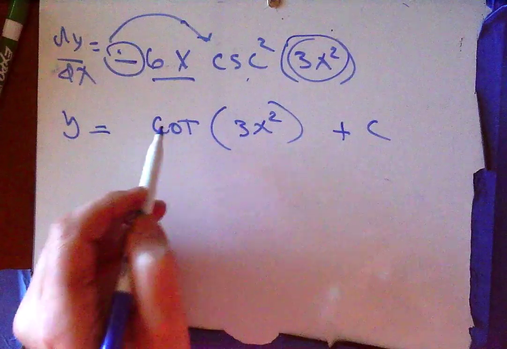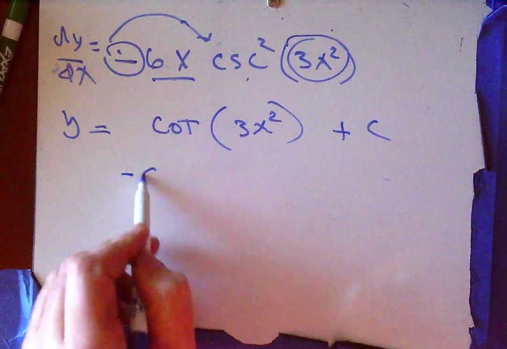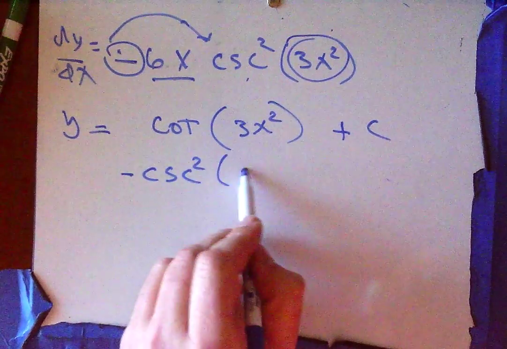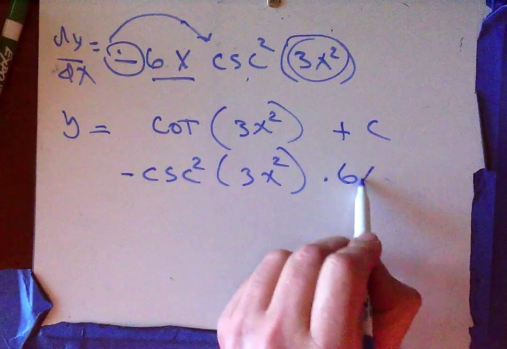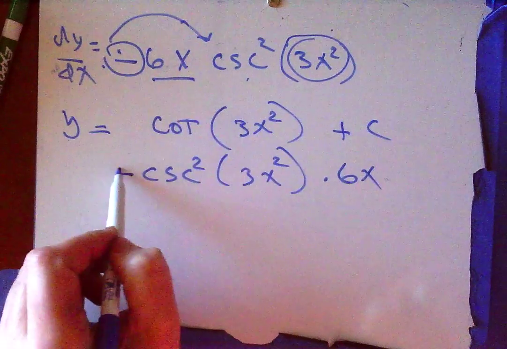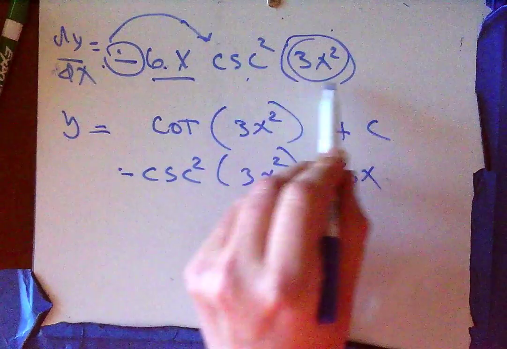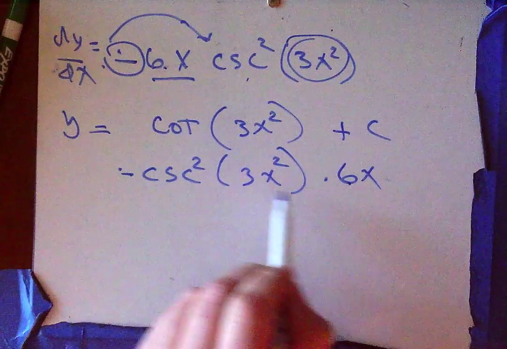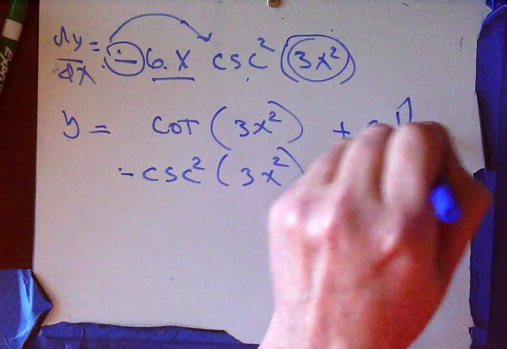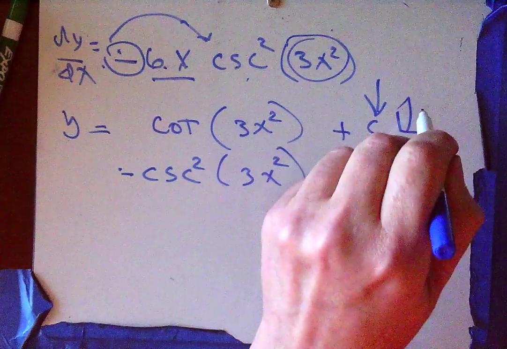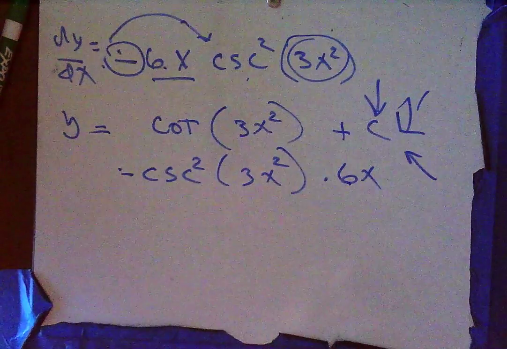Is it right? Well, the derivative of cotangent is negative cosecant squared, leave the inside alone, times the derivative of the inside. Hey, there's the negative, there's the 6x, then the cosecant squared, 3x squared. Yeah, it's all there. Don't forget the plus c. Really, don't forget the plus c. Okay. So yeah, you really need to know your derivatives. Don't worry about those last three. We'll take care of that.